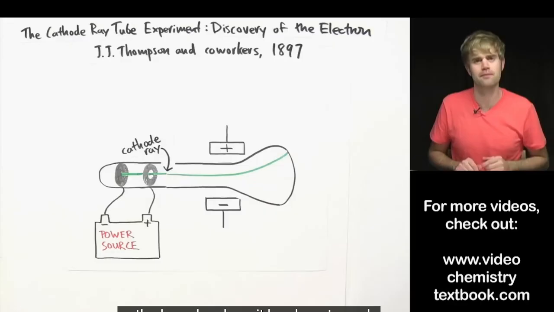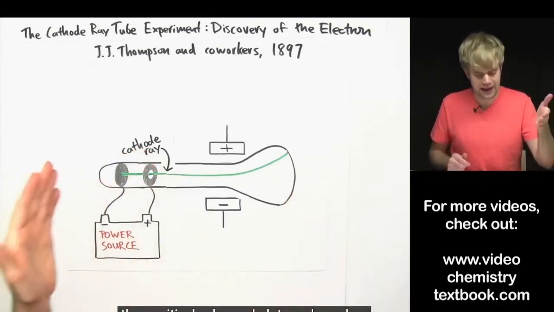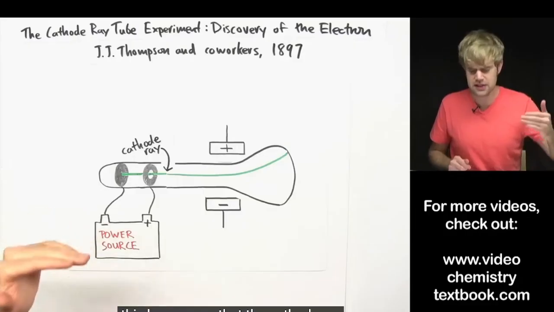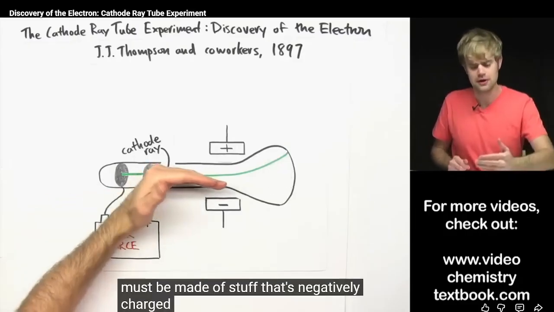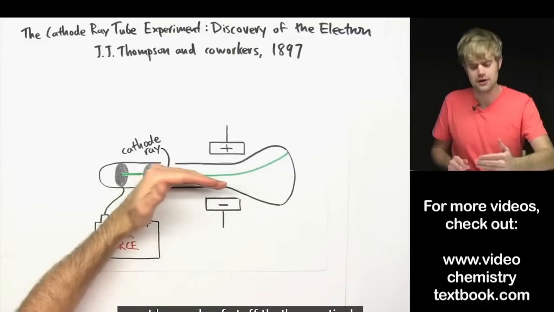Okay, let's find out if your ideas were correct. So based on this, he reasons that the cathode ray must be made of stuff that's negatively charged. Did you guys get negative? Negative. Oh, why is it negative? If this beam is negative, what is it bending towards? It's bending towards the positive because the negative is attracted to the positive. It's bending away from the negative because negative repels negative.